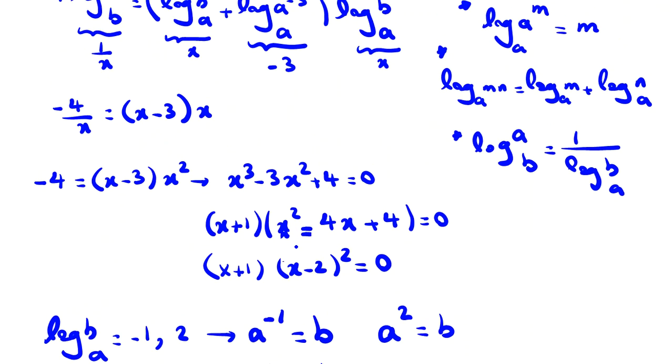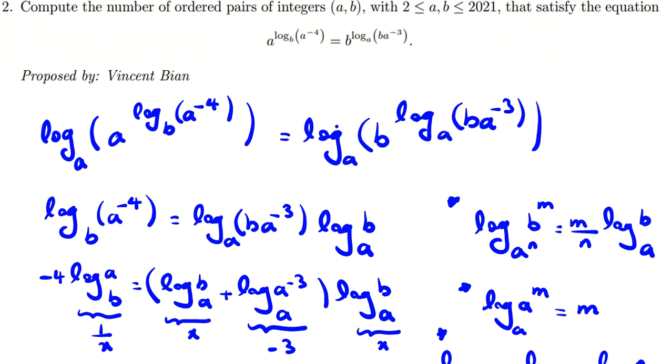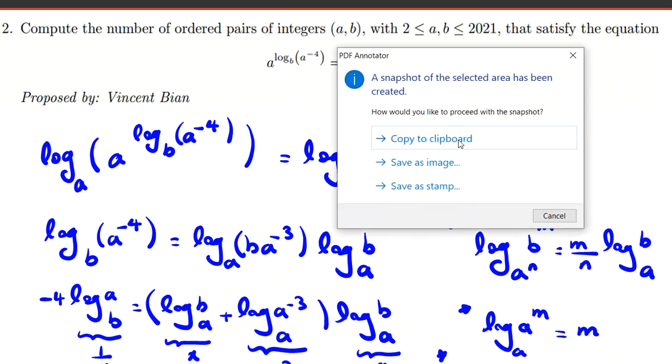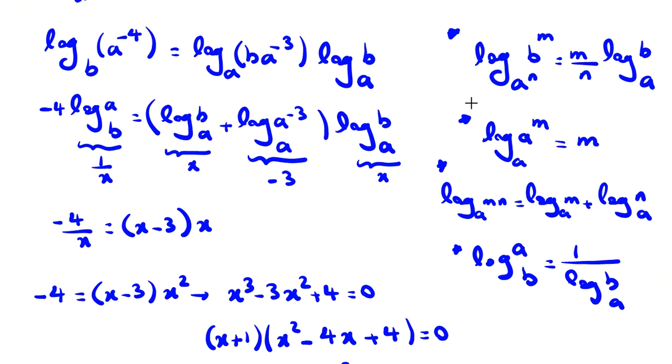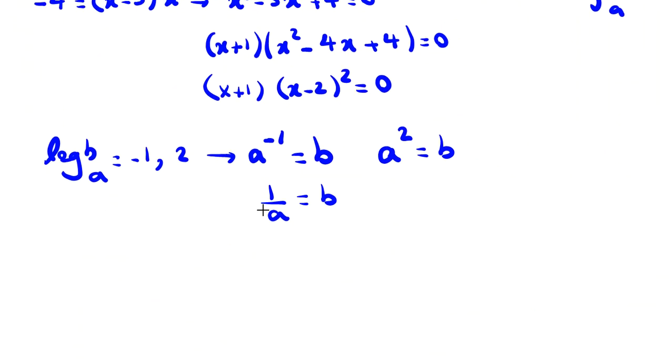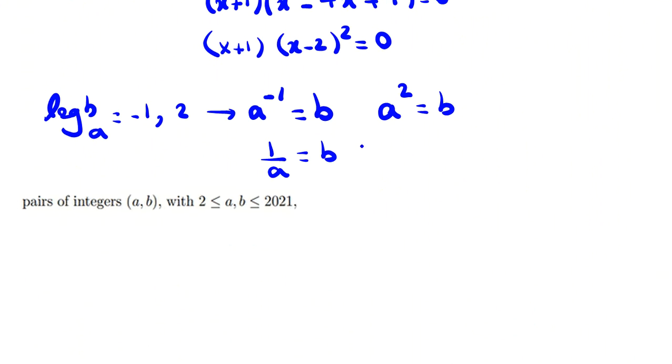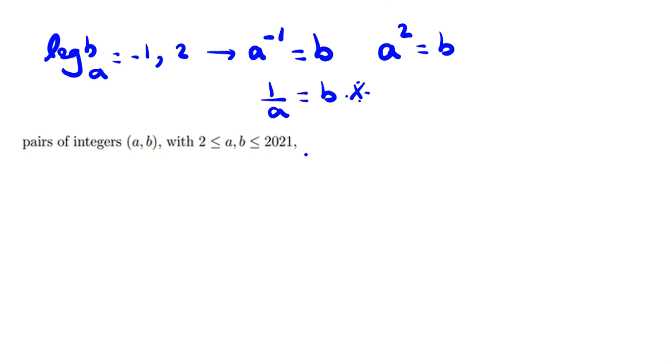The problem says what numbers a and b are. If you check, a and b are an ordered pair of integers that satisfy this, between 2 and 2021. So this case is impossible, and we have a contradiction, so we should consider this case: a squared equals b. So we want to find this case.